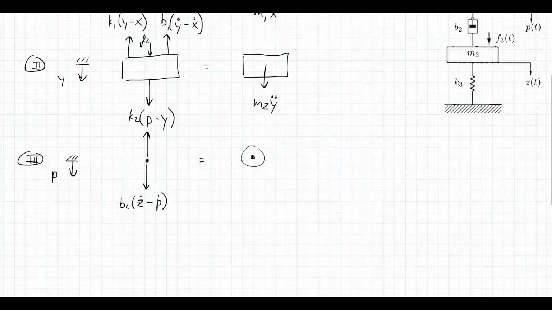And we have to keep going because we have a fourth free body diagram to draw of M3 with a degree of freedom Z down.